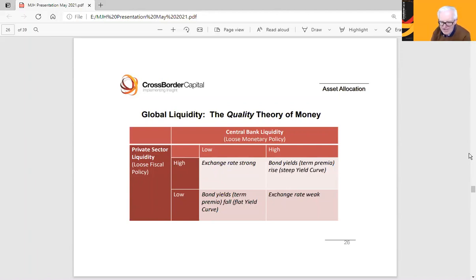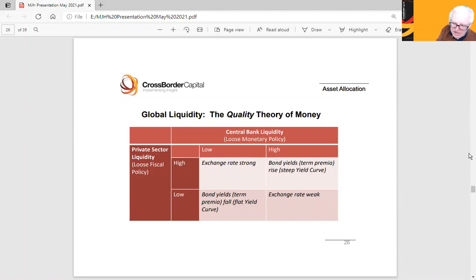Equally, if you look at the central bank, it's monetary base growth or balance sheet growth, which really creates a lot of liquidity. And what we argue here is that if you have very loose fiscal policy, in other words, high private sector liquidity, and lots of central bank liquidity, in other words, high degrees of central bank money, then you'll be in the top right-hand part of that quadrant, which is saying you get a steep yield curve and you get rising bond yields. And that's the environment we think we're in right now.